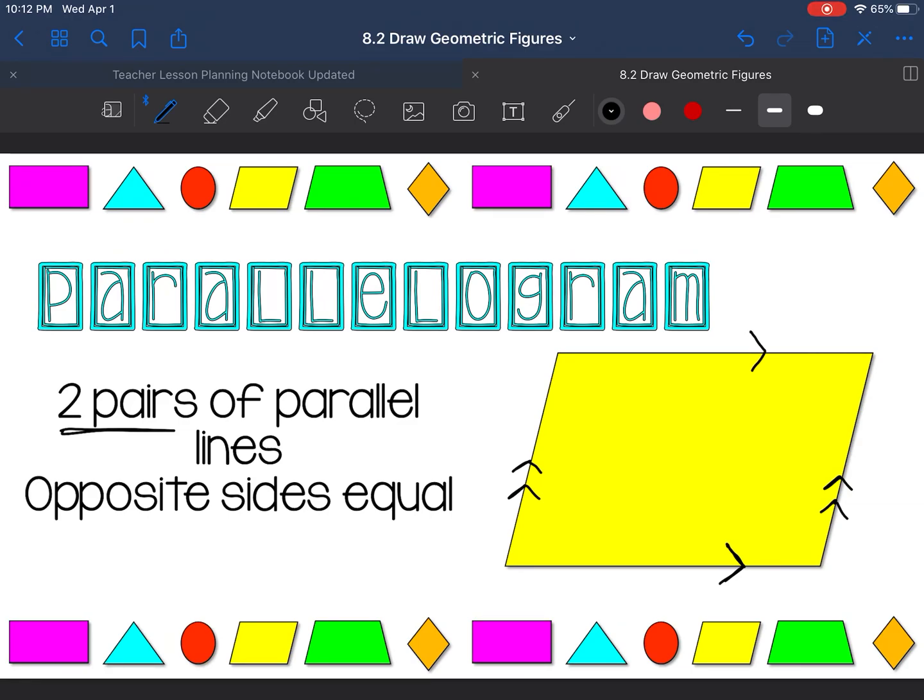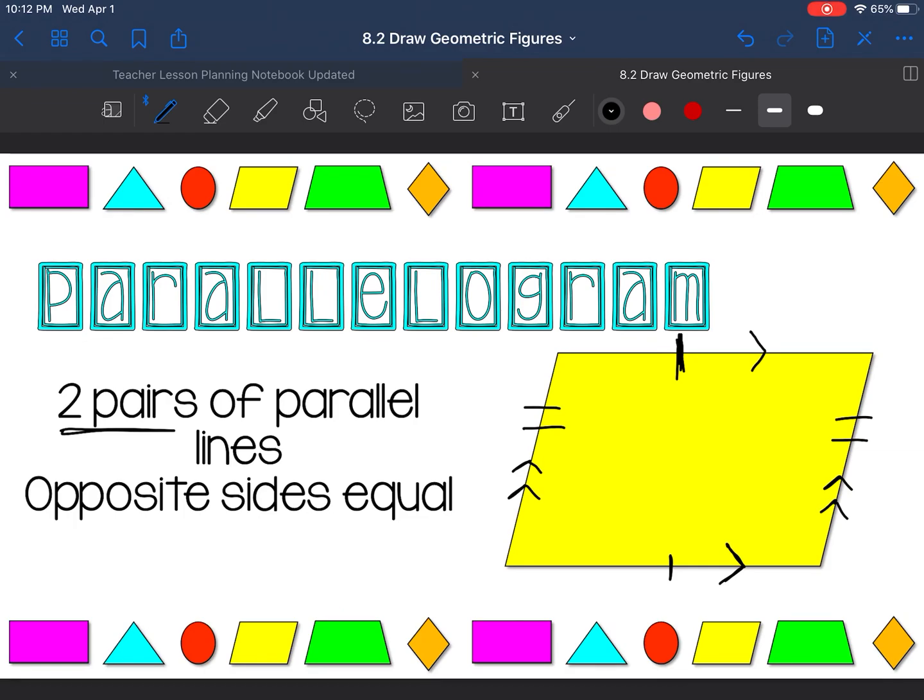Now, in a parallelogram, opposite sides are equal, just like a rectangle. So the top is going to be the same number as the bottom, and the 2 sides are going to be the same number as each other. We'll show that the top and the bottom are equal by putting 1 line, and we'll show that the 2 sides are the same number by putting 2 lines.